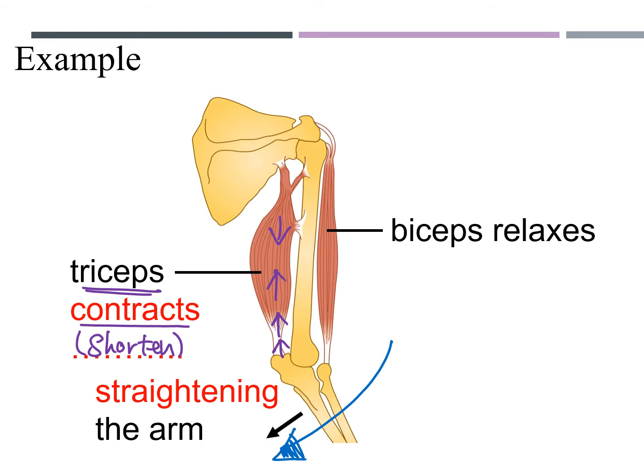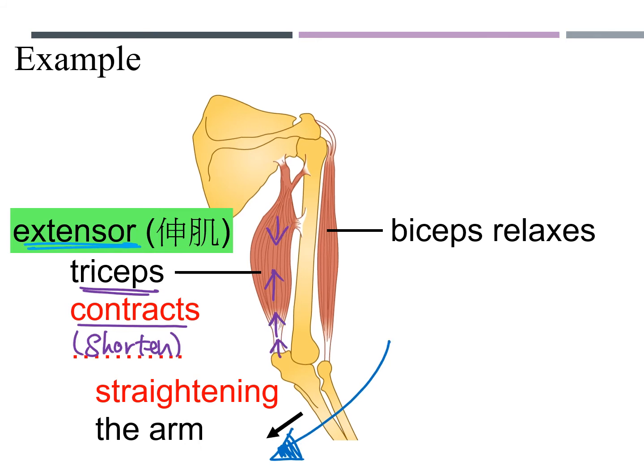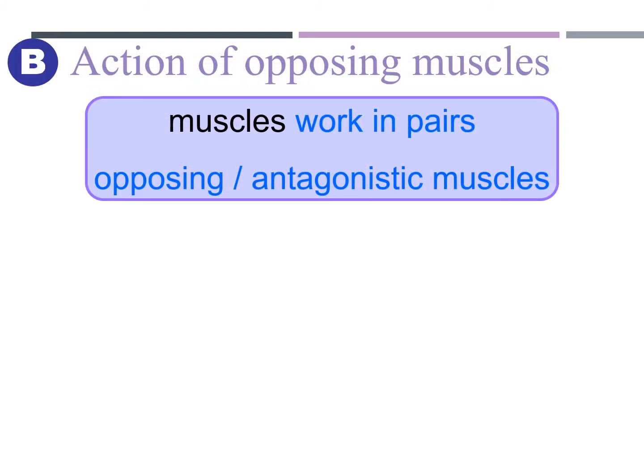The muscles which contract to straighten the arm, we put into the group of extensors, 伸肌. When the triceps muscles at the back contract to straighten the arm, the biceps muscles in the front, 二頭肌, will always relax. They work oppositely. Since the muscles work in pairs, when one contracts the other relaxes, we call these muscles opposing muscles, or you can call them the antagonistic muscles.